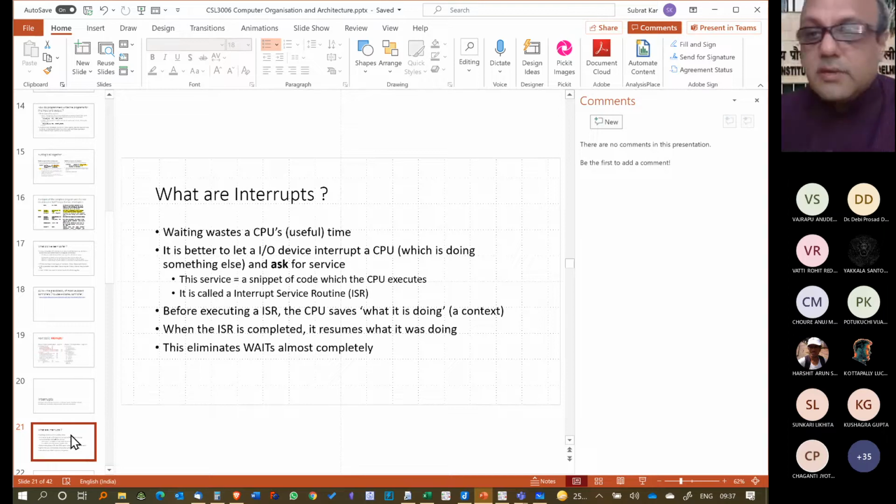All these statements are from Karl Hamacher. So waiting wastes a CPU's useful time. I added that word useful. So it is better to let an IO device interrupt a CPU. Yesterday I used the phrase, pat the CPU on the shoulder and say, CPU, I need service. That's what we want to say. Ask for a service.